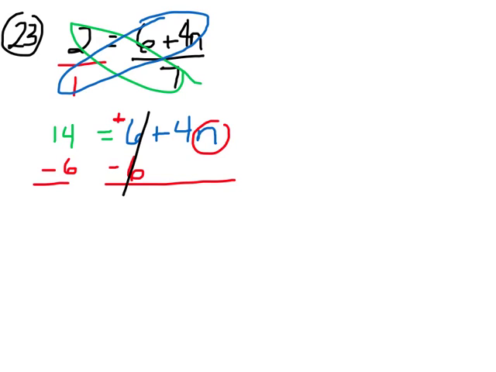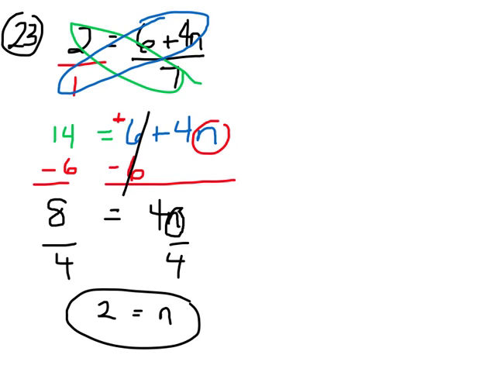0 plus 4n just leaves me with 4n over on the right-hand side. And 14 minus 6 is, what, 8? Okay. Or 4, right? Yeah, it's 4 times n, so we're going to divide both sides by 4, and we'll be done, and the n is 2. I think you knew the answer, so it was coming out. So n is 2.